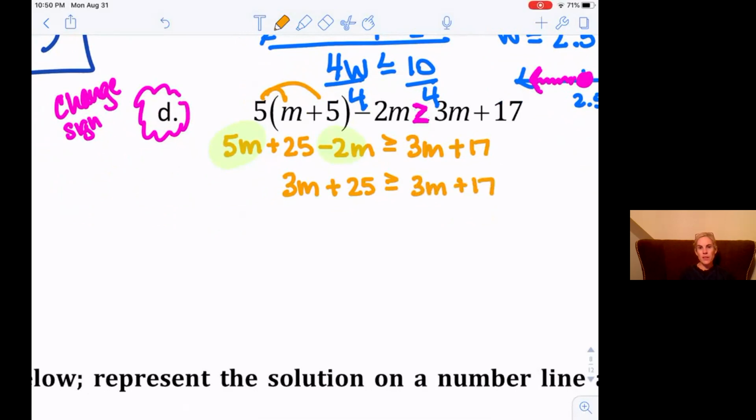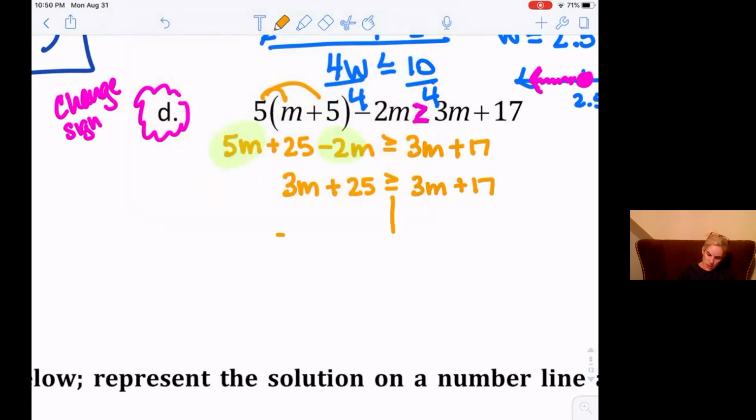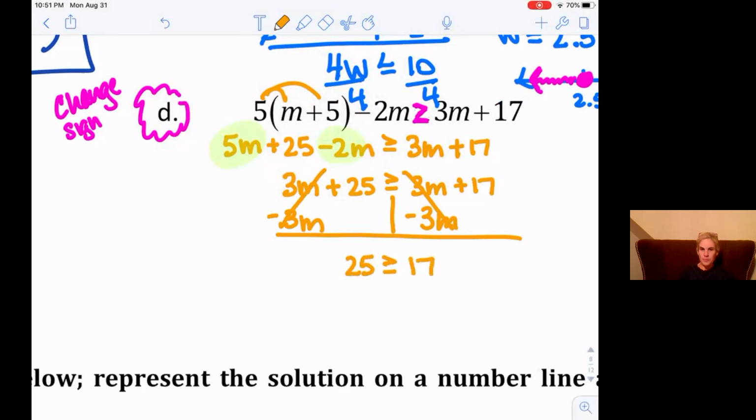All right, so now when I look at this, I got my m's on different sides of the inequality symbol, so I want to bring them all to one side. So I'm going to do inverse operations to do that. I'm going to get rid of the 3m on the right side by subtracting it off. So on the right side, those are going to cancel, but they also cancel on the left side. What's going to happen then is 25 is greater than or equal to 17.